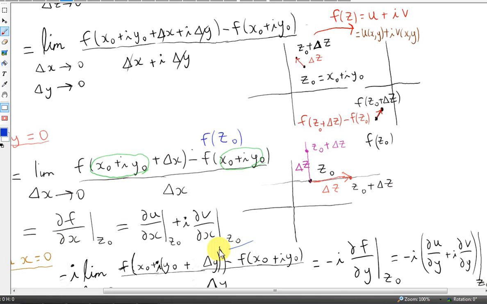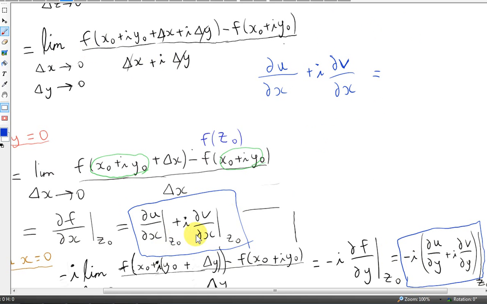Finally, since, as I've said many times, we want this limit to be independent of the path, we want this result here to equal this result here. So I'm going to drop the z0. Okay, so the function is meant to be differentiable at z0, but let's suppose it's differentiable at some general point z. So, you know, this will be evaluated at z. So z is some general point. We assume that each of these derivatives can be evaluated at z. Okay, so that's this one here.